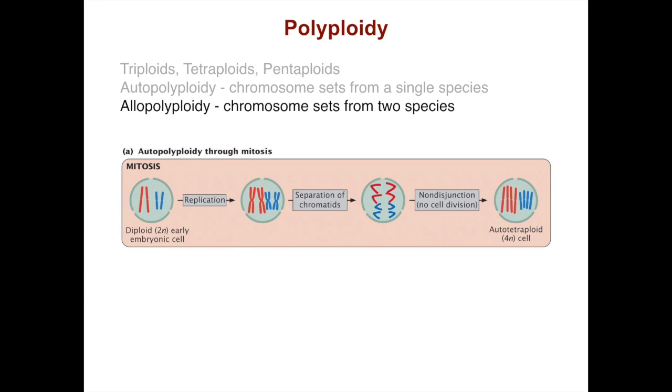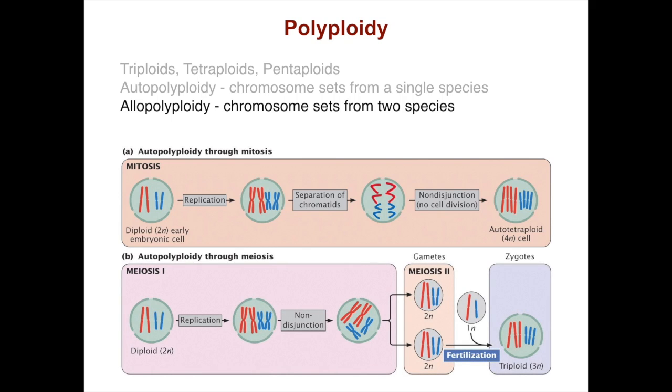So you have a 2N diploid cell. It goes through mitosis, and the separation of chromatids is incomplete, and you get nondisjunction, and there is no cytokinesis. So therefore, you produce a 4N cell, which is an autotetraploid cell.